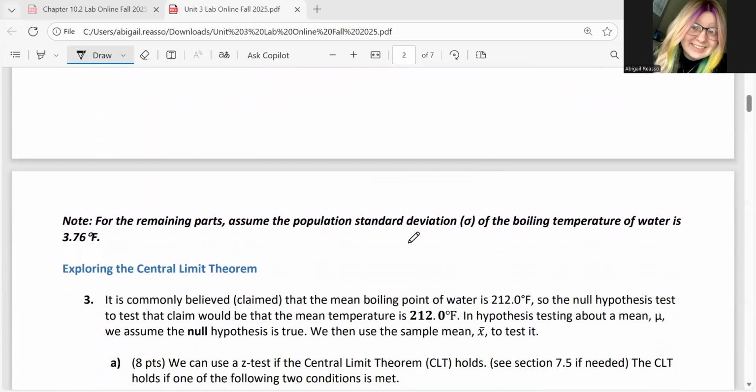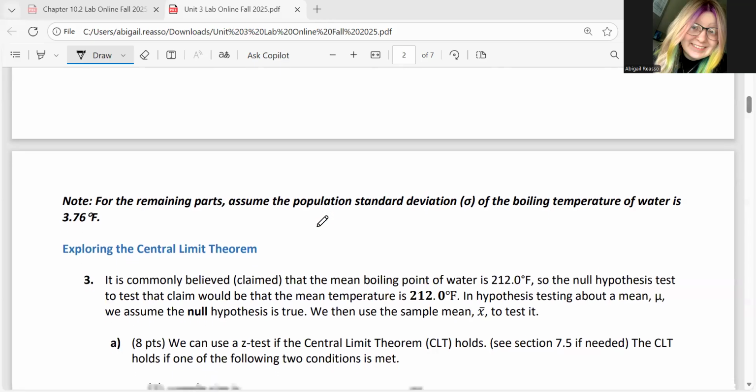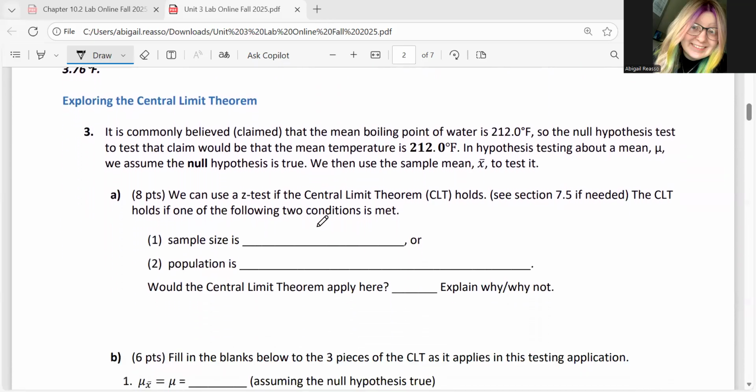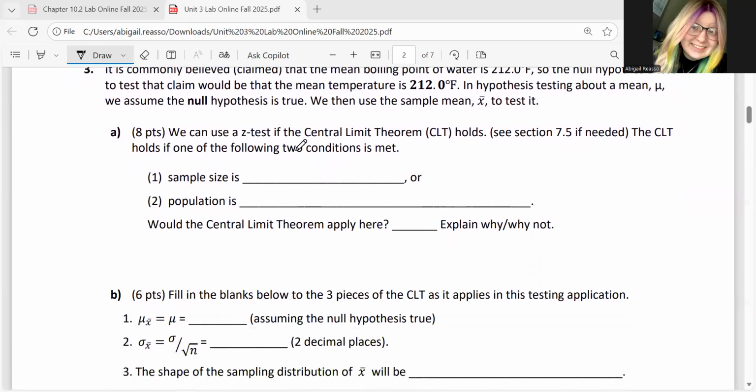For the remaining parts of the lab, we can assume our population standard deviation sigma of the boiling water is 3.75 degrees Fahrenheit. So that's going to be very important for the rest of our lab. So then we're going to go back to our central limit theorem and answer some questions, right? We can only use a z-test if our central limit theorem is true. So what are the conditions of that central limit theorem and does it apply here?